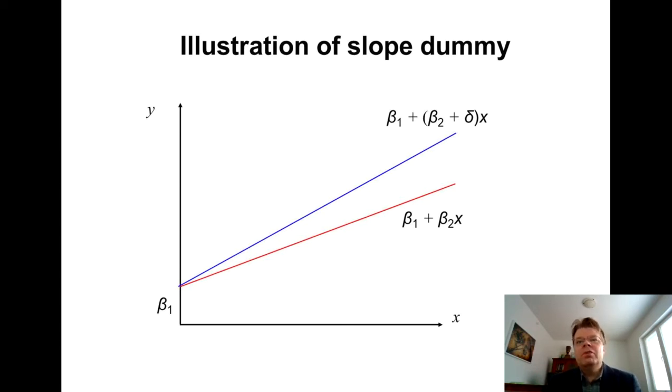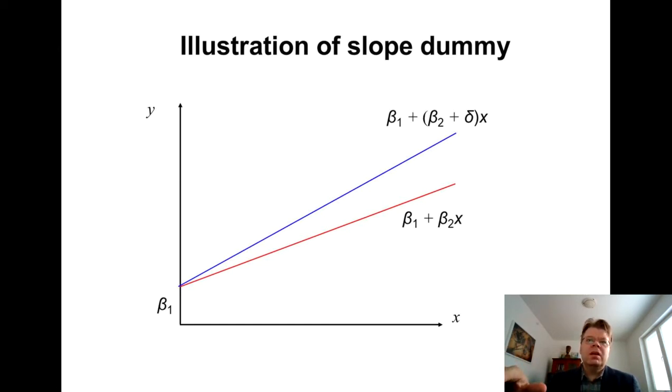And then for those observations for which the dummy variable takes the value of 1, because we multiplied the dummy variable with this x variable, the slope becomes effectively the sum of beta 2 and the coefficient of the dummy variable, delta. So for that group, the regression line is this blue colored line. If you find it difficult to follow, then I would advise you to go through these lecture slides more slowly and carefully to understand this graphical illustration.